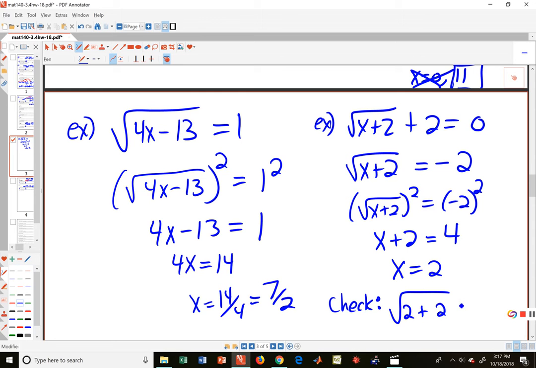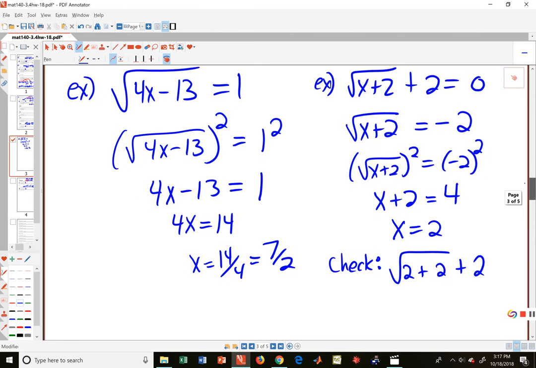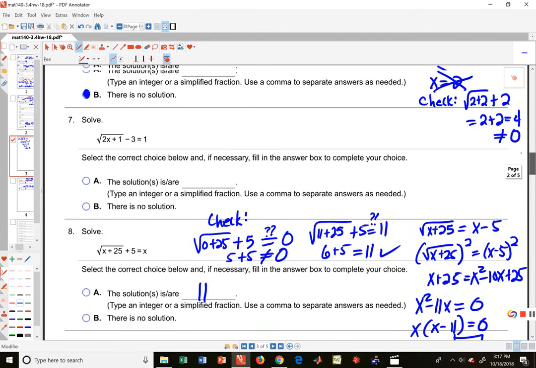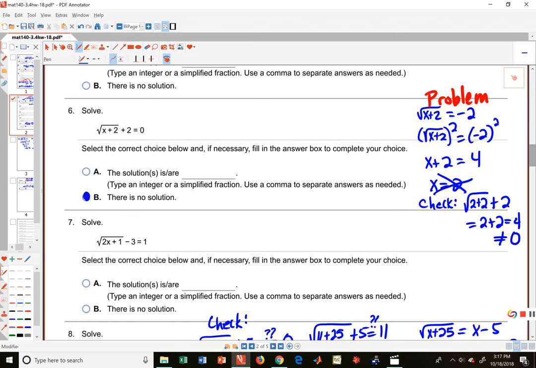The square root of 2 plus 2, plus 2 is not 0. That is the square root of 4, plus 2. That is 2 plus 2, which is equal to 4, which is not our right-hand side of 0. So this is not a solution. In fact, there are no real solutions for this one. That's why I said there's no solution. So no real solution.